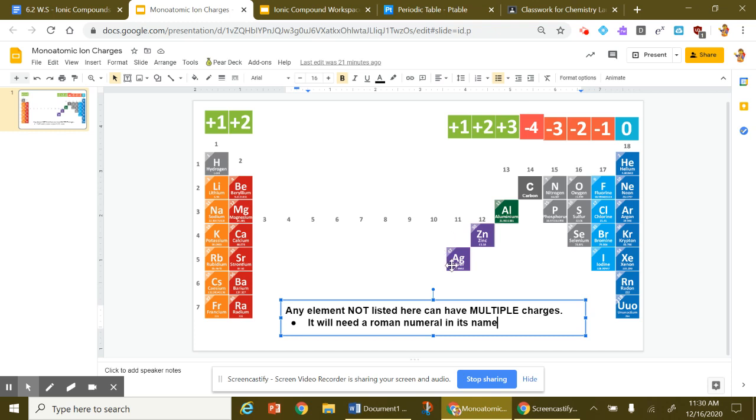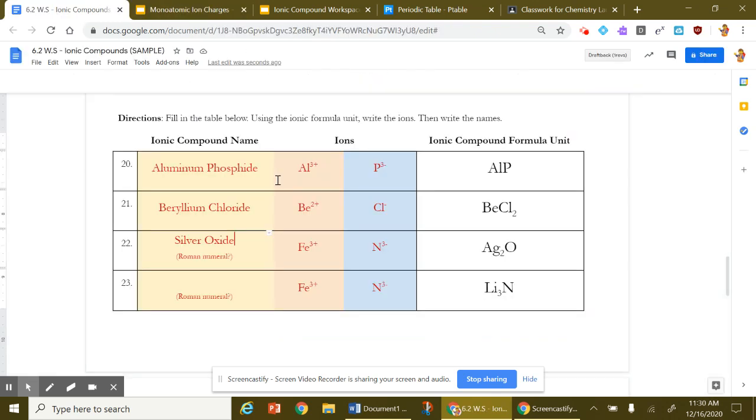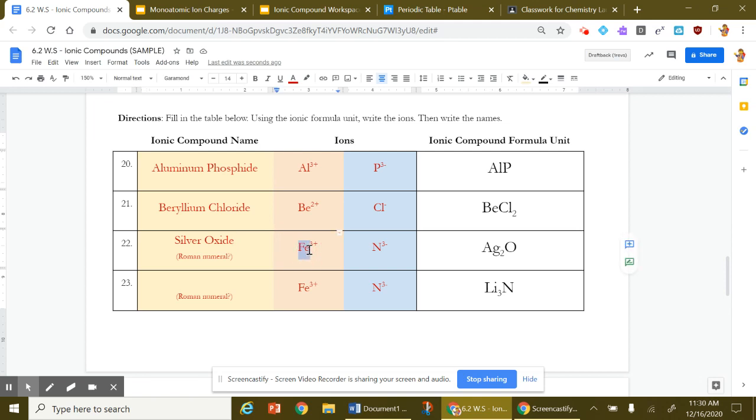Let's see here. Ag has a 1 plus charge, right? Silver has a 1 plus charge. So this is Ag plus. Oxide. I know the charge of oxide. That's one of the most common ones. It is a 2 minus charge. So this is silver oxide. No Roman numeral because silver always has the same charge.